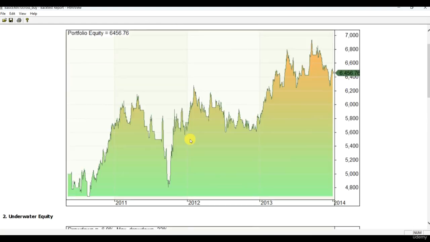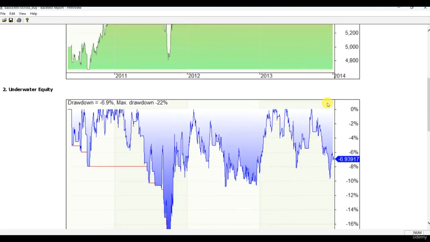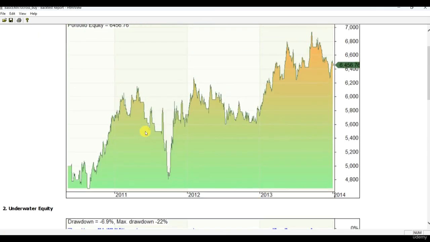$1,300, from more or less 6,200 to 4,900. This is so-called underwater equity. This measures the drawdowns. So exactly this is the drawdown, which happened here.